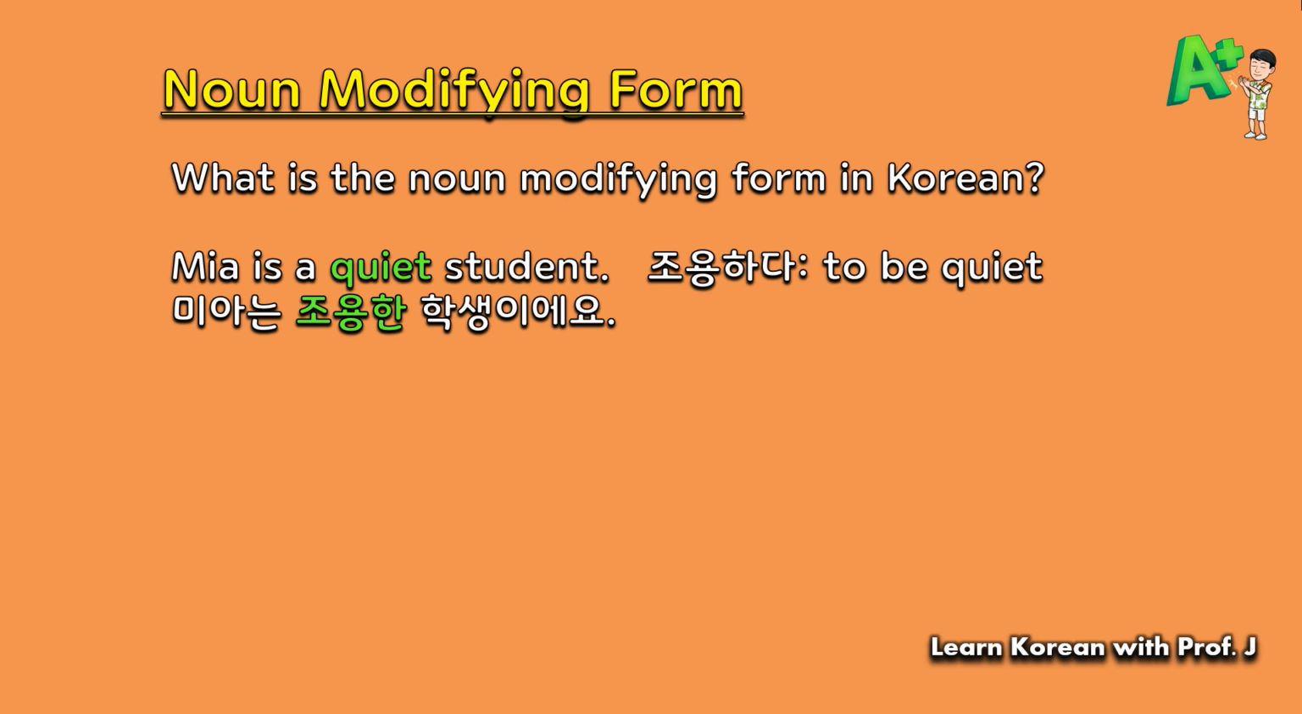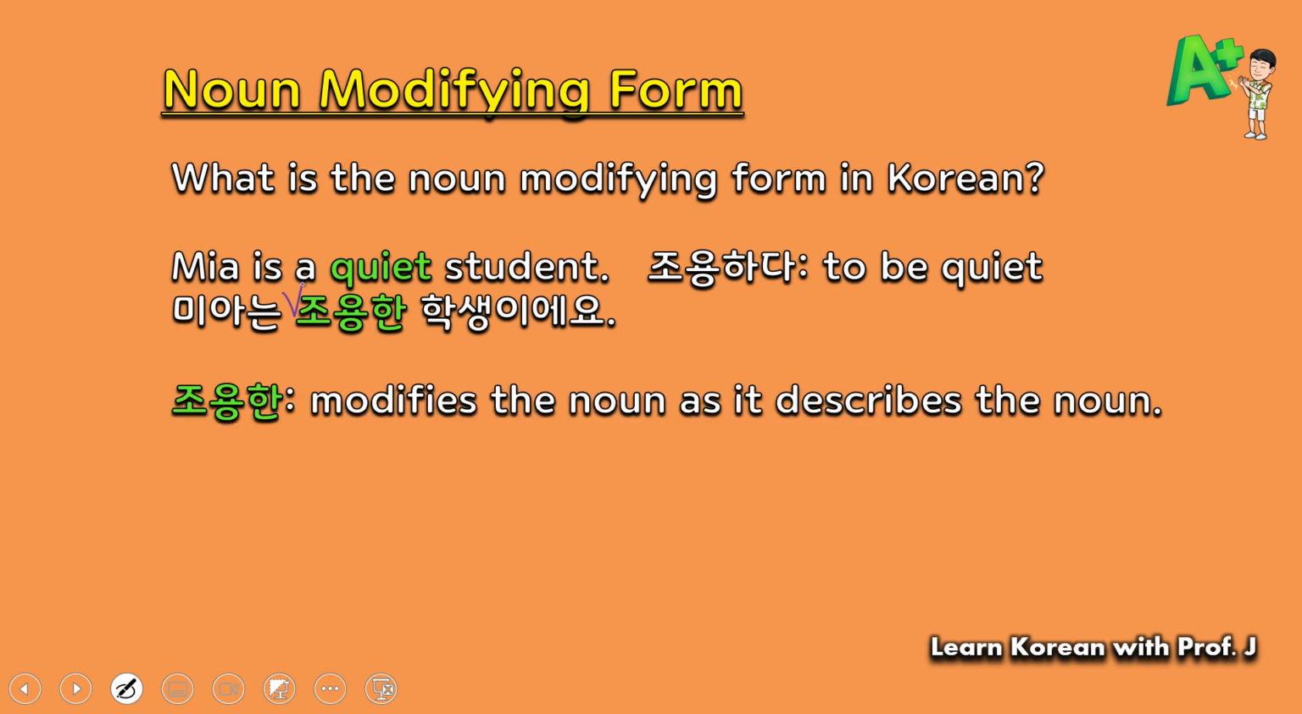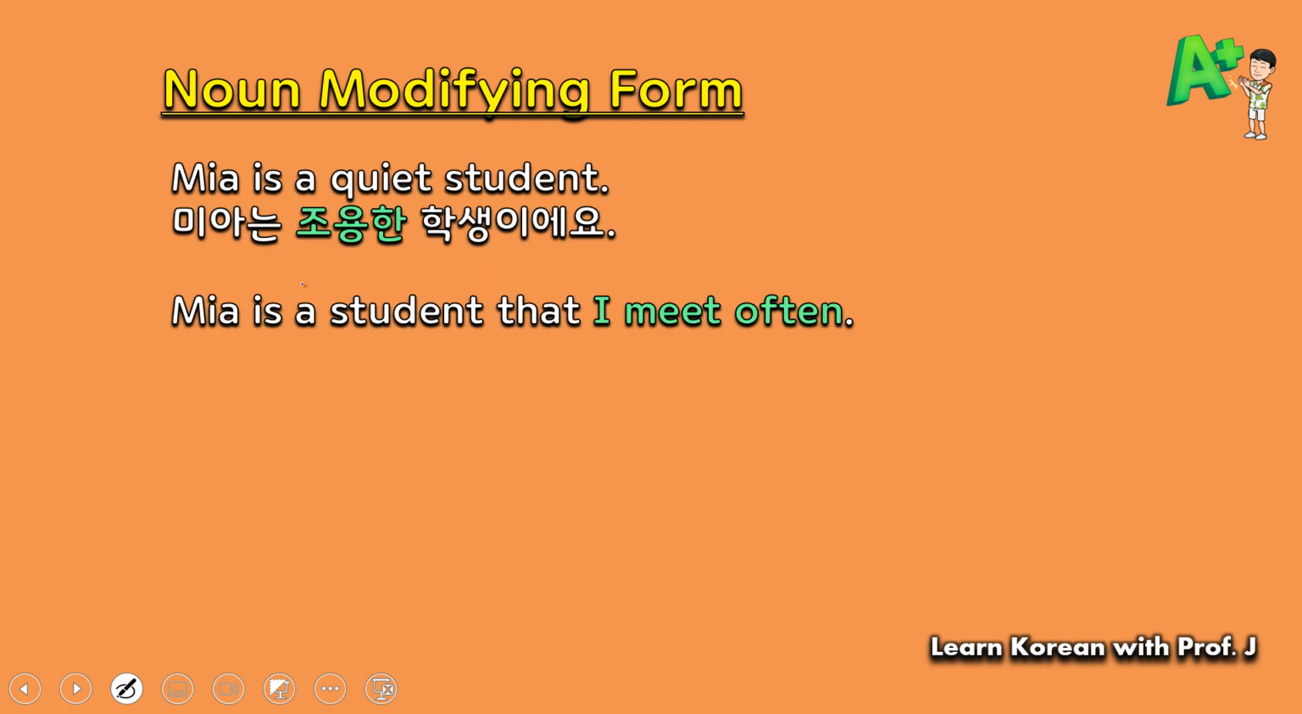미아는 조용한 학생이에요. 조용한 provides an additional information about the noun that follows, which is 학생. So we call this a noun modifying form. 조용한 modifies the noun as it describes the noun. So we learn how to say Mia is a quiet student in Korean.